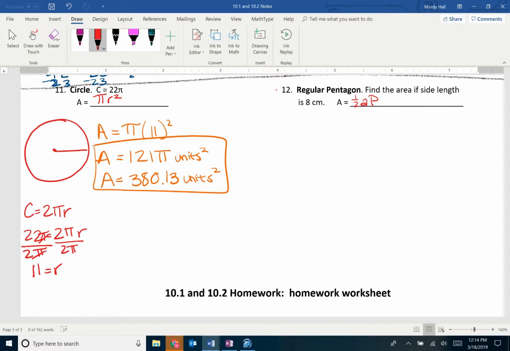So to do this, we have a pentagon. So we have 5 sides. And we know that our apothem is going to be this length right here. But if you notice, the only thing we know is 8 centimeters. So we're actually going to have to do some math in order to be able to get this.